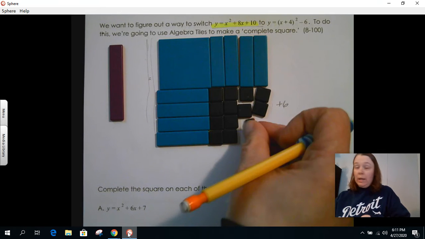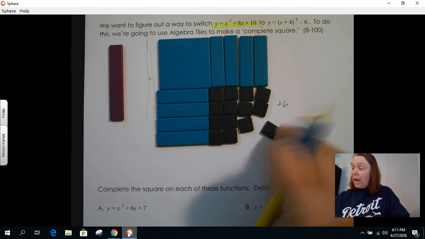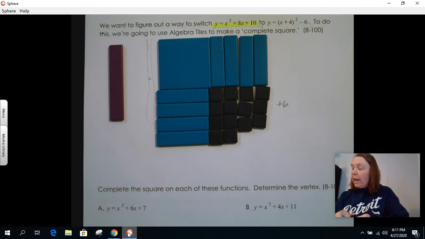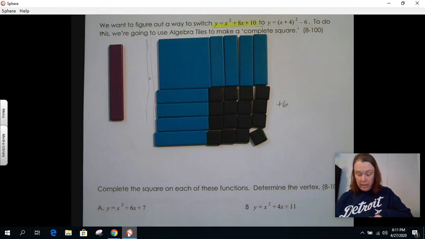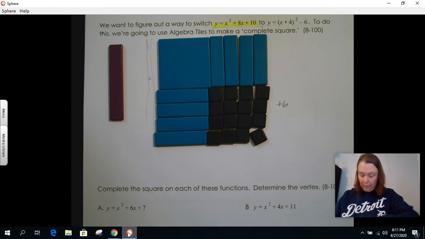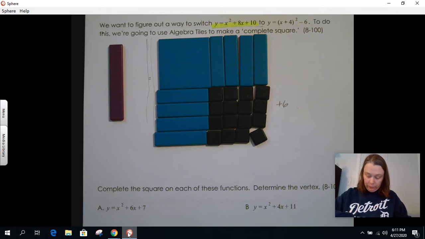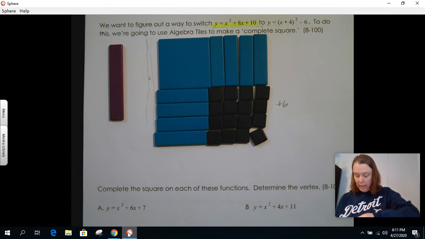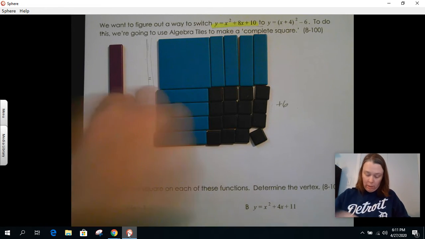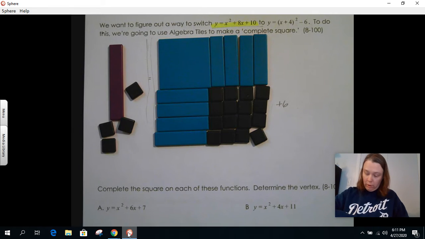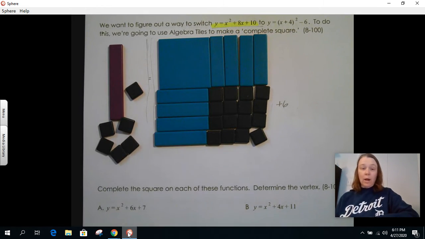6 more. Now, this is an equation, and when we work with tiles, we have legal moves. And remember, one of the legal moves is whatever you add to one side, guess what you have to do to the other side? You have to add the same amount to the other side. So I need to, on my other side, add 6. So 1, 2, 3, 4, 5, 6. Okay, so now those are balanced.